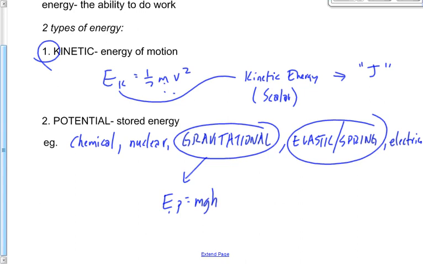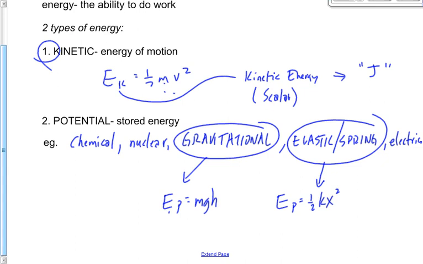Elastic or spring potential energy. We got an equation here that we've never seen before yesterday. EP is equal to 1/2 kx squared. You remember what k was? Joseph? Yeah, it's the elastic constant or the spring constant.